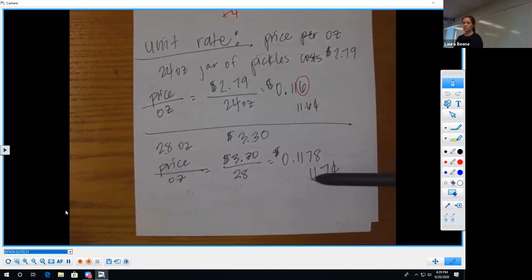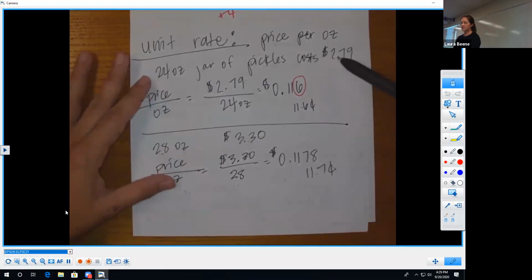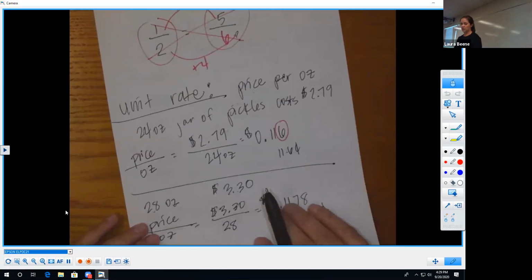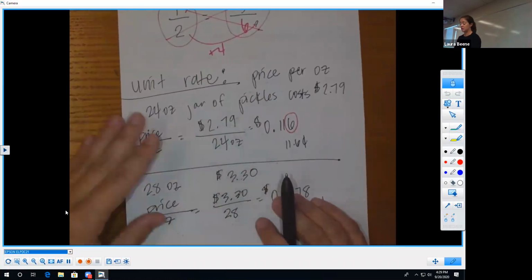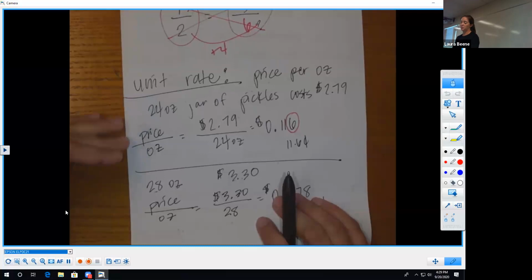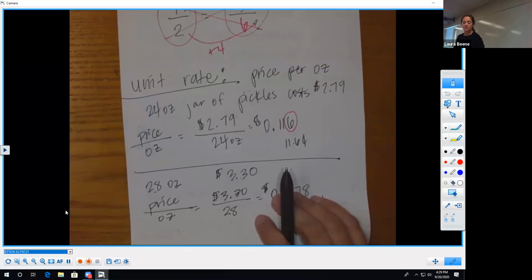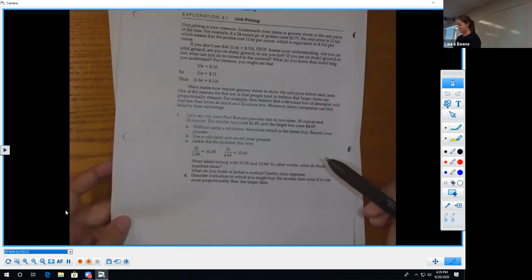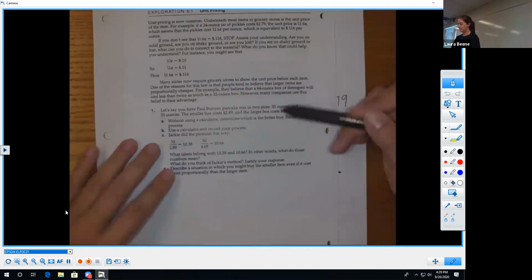Unit rate can be done as price per ounce, and this is the way I always tend to do it, but you can also flip your ratio here. We could do the ounces per price here, okay? So I believe this is on the back here. Let's see. Oh, actually, it's right here on the bottom.